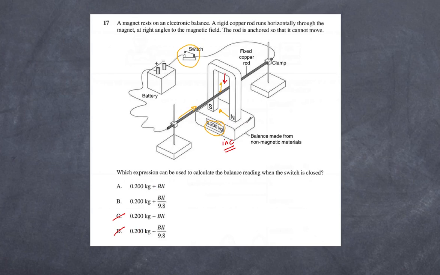But this scale is designed to be calibrated for mass. And the mass is equal to the weight it's reading divided by the acceleration due to gravity. That will give you your mass. And so the correct value will be the 0.2 plus the force due to the motor effect, but that force has to be divided by 9.8 to give you the equivalent in mass. So B is our answer.